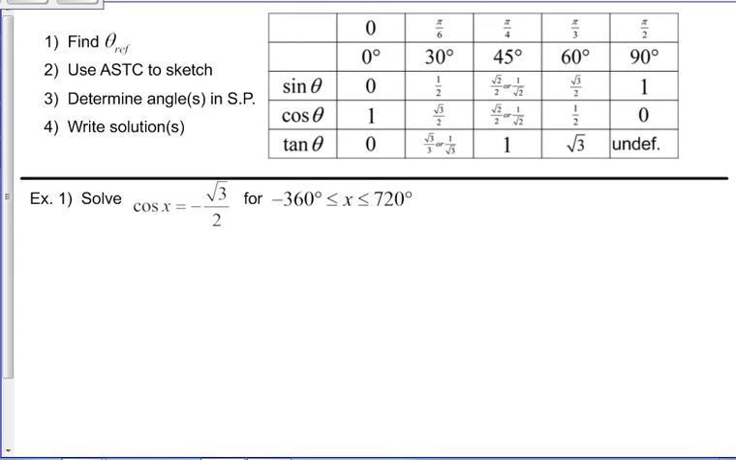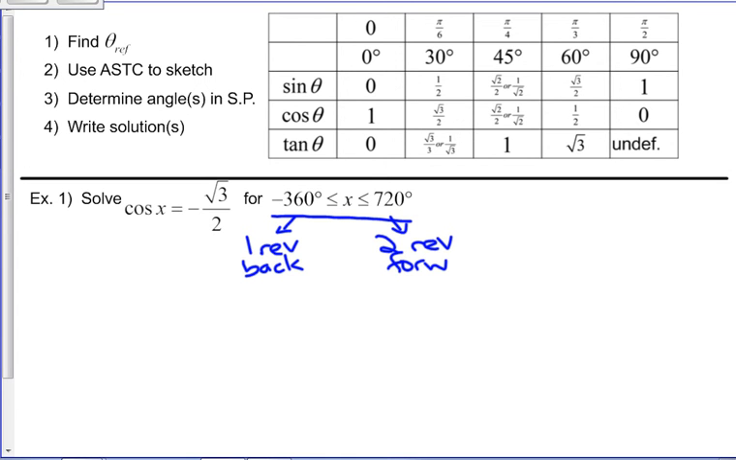So here we're going to solve the equation cos x equals negative root 3 over 2. And here is our domain: negative 360. We'd think of that as 1 revolution backward to 720, which would be 2 full revolutions forward. The domain could be whatever, but in this question, it happens to be from 1 revolution backwards to 2 revolutions forward.